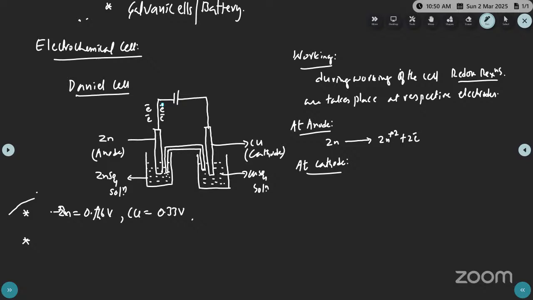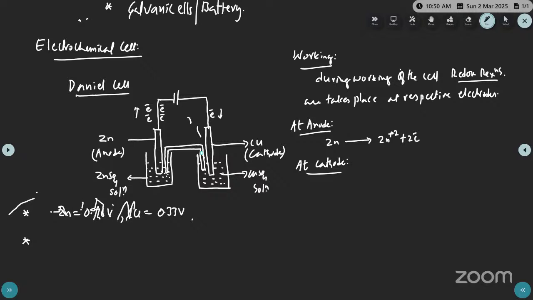That current, or the electrons, are moving from the left to the right side through the battery, towards this electrode. So the electrons are moving towards the cathode through the battery, and those electrons enter the copper sulfate solution through this copper metal rod.